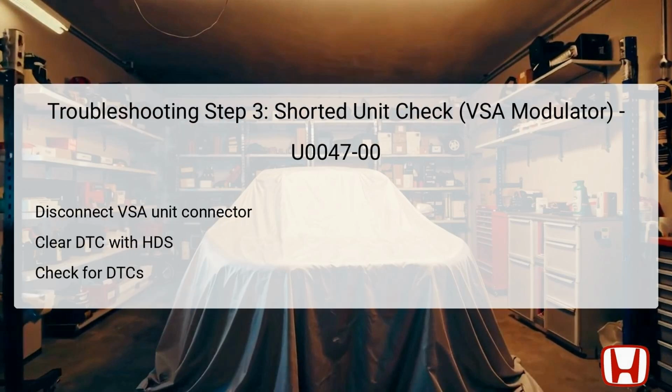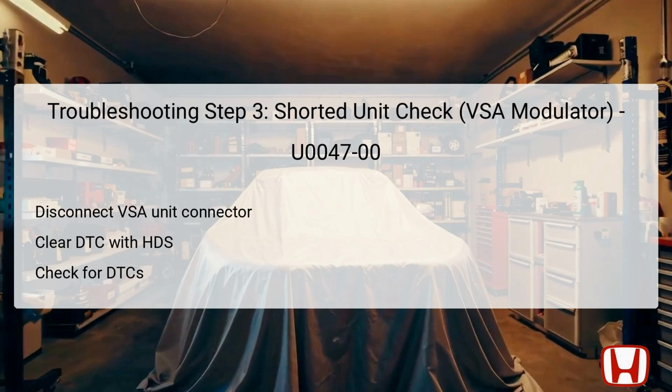Next in the sequence is inspecting the Vehicle Stability Assist, VSA, modulator control unit for shorted conditions. Ensure that the vehicle is turned to the off position to proceed safely. Disconnect the VSA modulator control unit 46P connector, which is integral to managing the vehicle's stability during driving. After disconnection, turn the vehicle ignition back to the on mode and again utilize the HDS to clear any DTCs present.